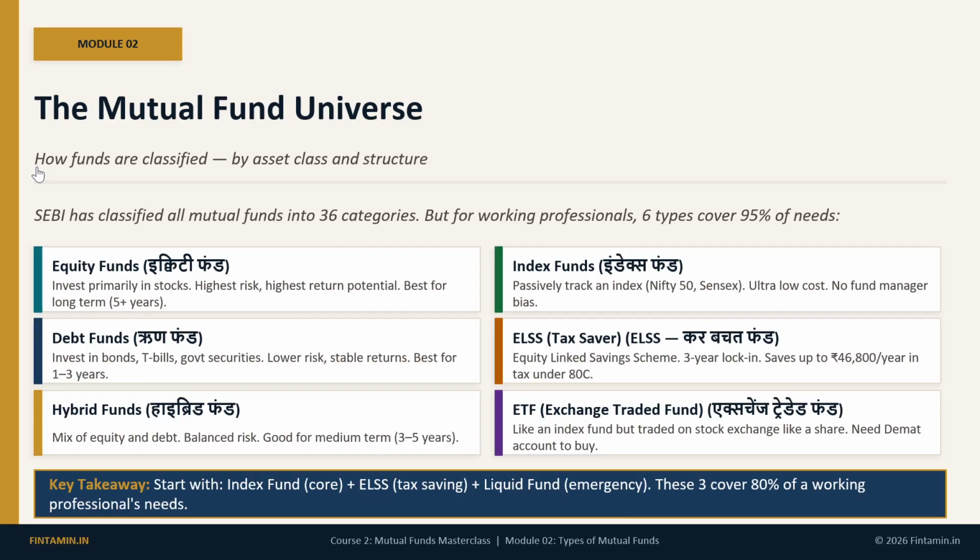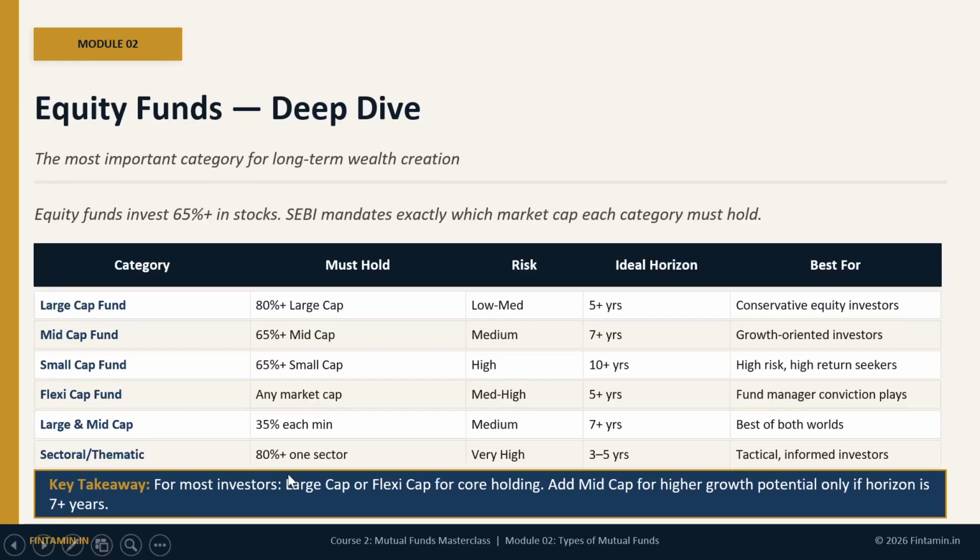My recommended starting portfolio: index fund for core holding, ELSS for tax saving, liquid fund for emergency money. These three alone serve 80% of working professionals' financial needs.